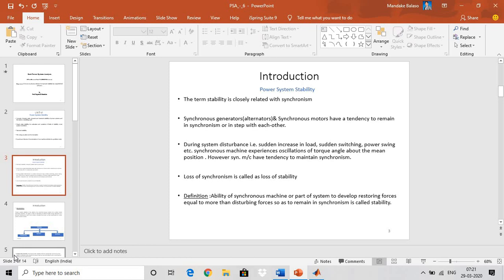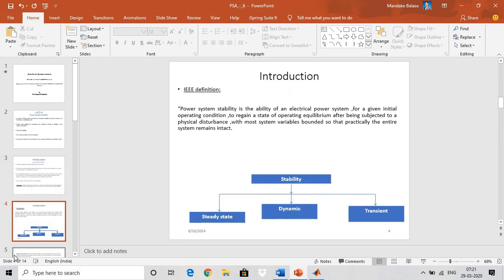If after the occurrence of the disturbance your system regains its original position, then we can say that the system is stable. Now, the standard definition: power system stability is the ability of an electrical power system, for a given initial operating condition, to regain a state of operating equilibrium after being subjected to a physical disturbance, with most system variables bounded so that practically the entire system remains intact. The stability is classified as steady state stability, dynamic stability, and transient stability.